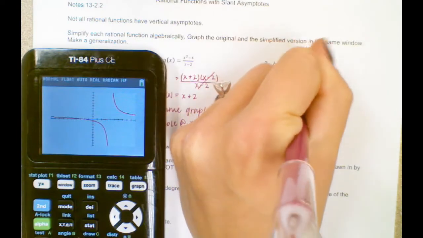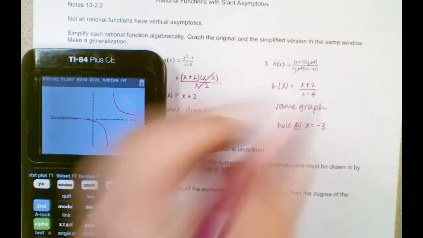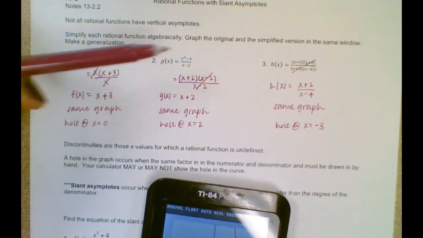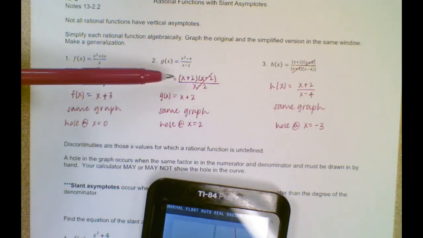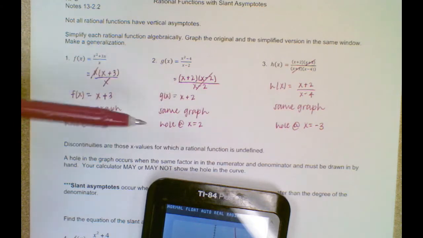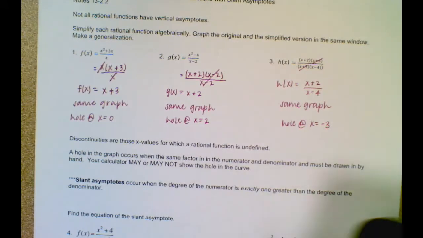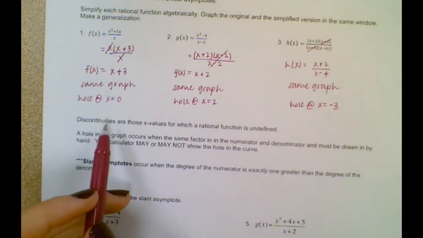Okay, so basically the generalization we want to make here is that no matter if we're looking at the original or the simplified version graph, no matter what we type into the calculator, it's the same graph. Okay, so you can always check your answers of your rational function graphs with what you had, either the original function or you can use your simplified function.